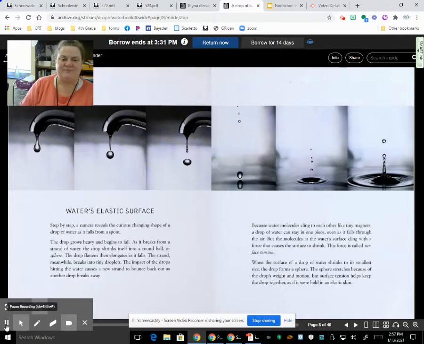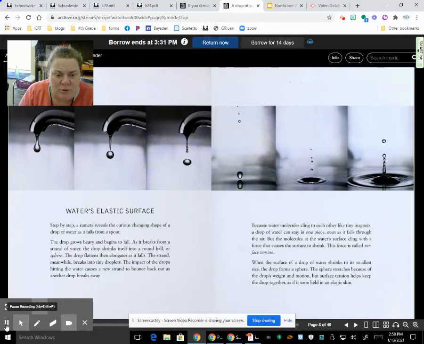Again, please. All right, so water's elastic surface. Step by step, a camera reveals the curious changing shape of a drop of water as it falls from a spout. The drop grows heavy and begins to fall. As it breaks from a strand of water, the drop shrinks itself into a round ball or a sphere.